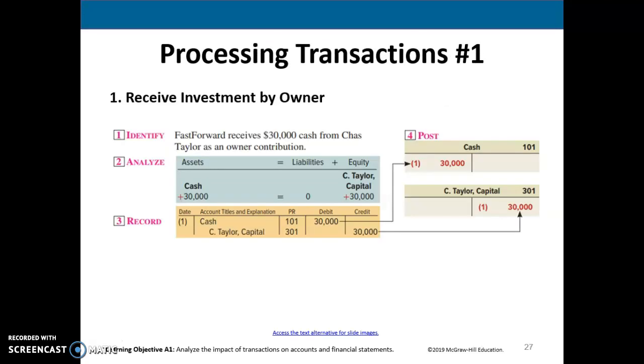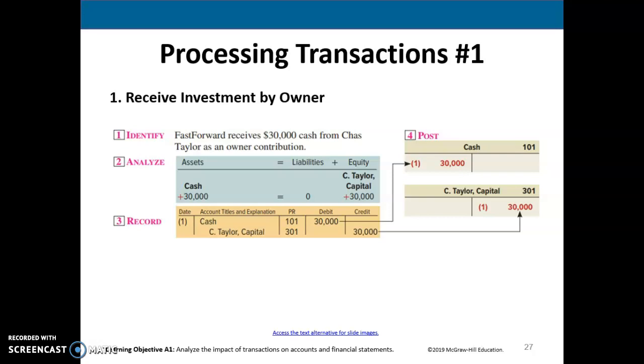So we have Fast Forward receiving $30,000 cash from Chaz Taylor as an owner contribution. In chapter 1 we analyzed it and said that cash increased $30,000 and capital increased. Now we're going to apply those rules for debits and credits to make that into a journal entry. So we record the information in the general journal with a debit increase to cash and a credit increase to capital. Notice that the account number for the cash account is 101 and capital is 301.